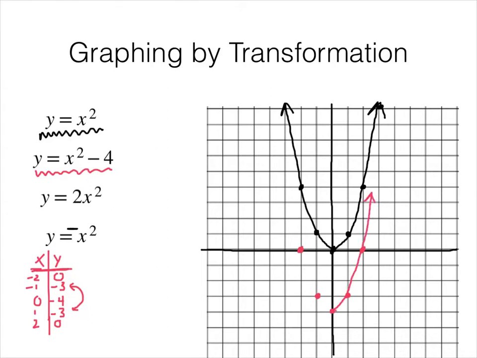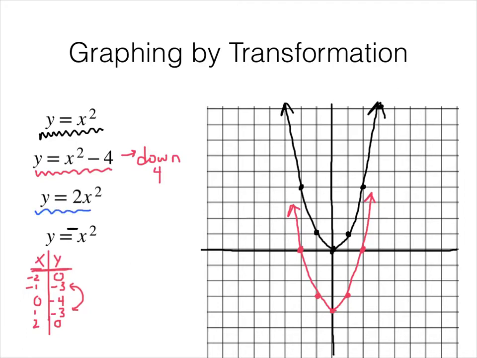Now, I'm not going to extend it up too far because I don't want to start putting it in the wrong place. But you can see that this ended up being a vertical translation, that it translated the whole parabola down 4. Okay, let's do the next one.